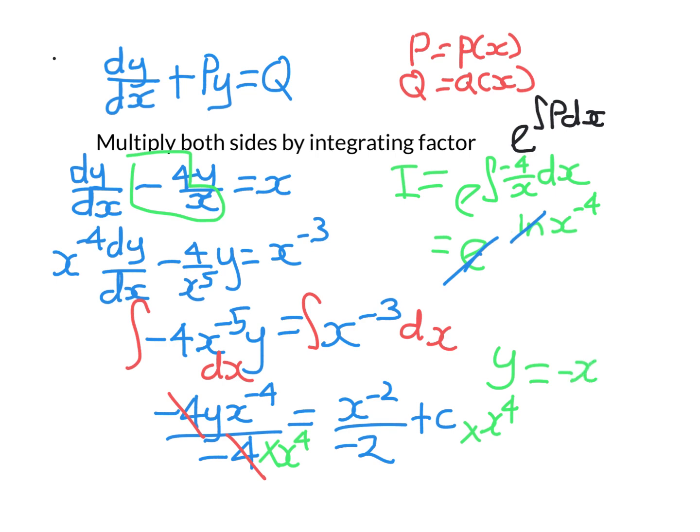So I get minus x squared on 2, but I also have to multiply the constant by x to the power of 4. So any function of this form will satisfy this differential equation. Now let's look at some second-order differential equations.